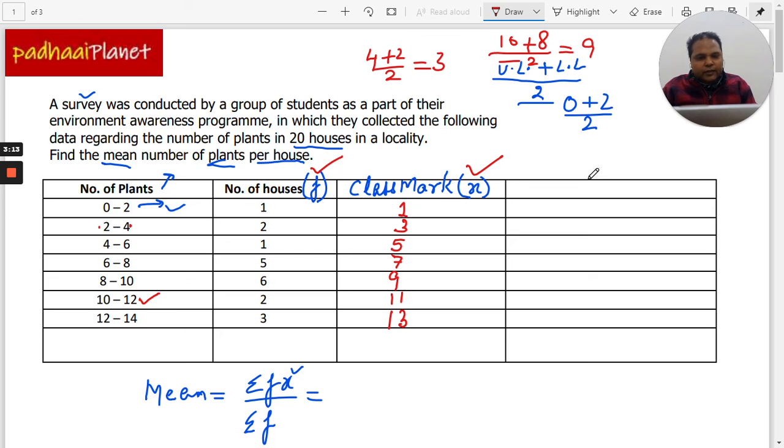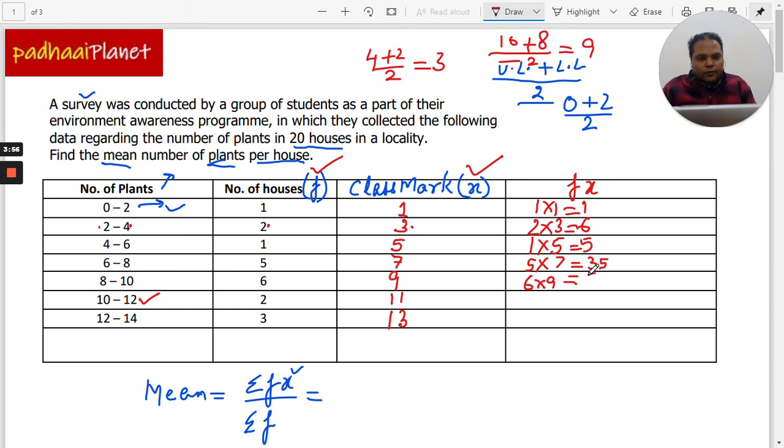Now we've got the class marks, that is x. We already have f with us, so now we can calculate fx and we will write this in this column. So that's 1 multiplied by 1 is equal to 1. Then 2 multiplied by 3, that's going to be 6. Then 1 multiplied by 5 is equal to 5. Then 5 multiplied by 7, and that's 35. And 6 multiplied by 9.